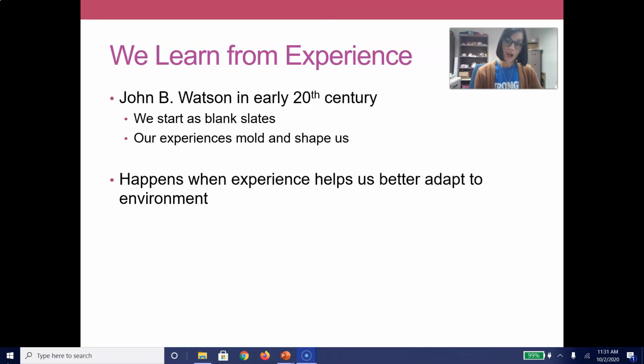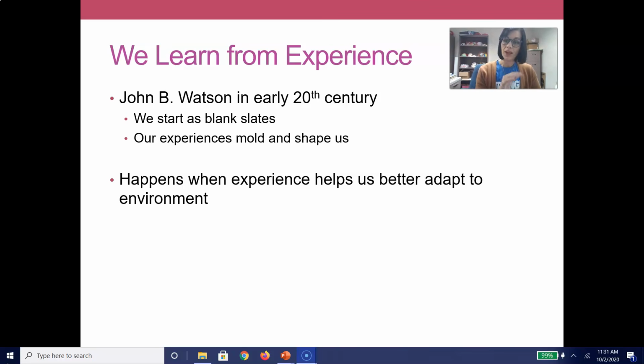Give me a dozen healthy infants, well-formed, and my own specified world to bring them up in, and I'll guarantee to take anyone at random and train him to become any type of specialist I might select. Doctor, lawyer, artist, merchant chief, and yes, even beggar man and thief, regardless of his talents, penchants, tendencies, abilities, vocations, and race of his ancestors.